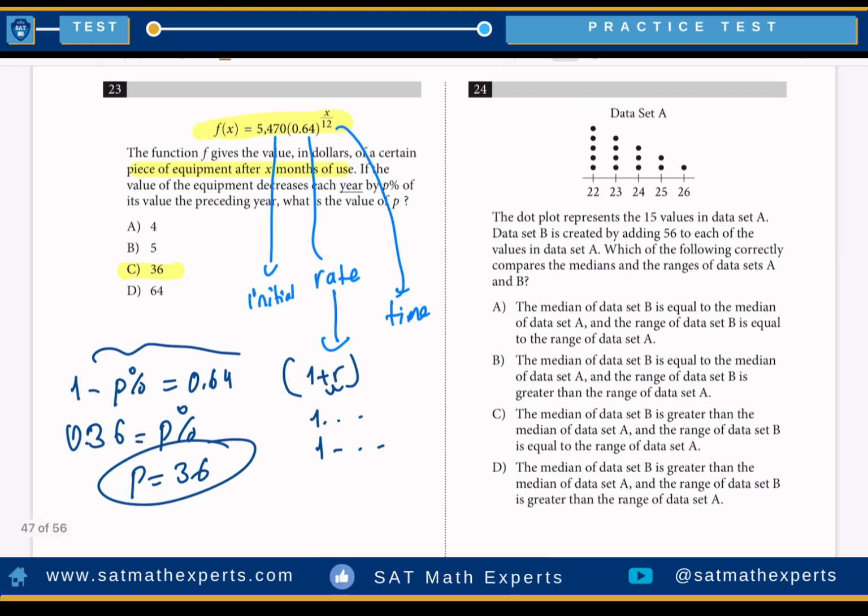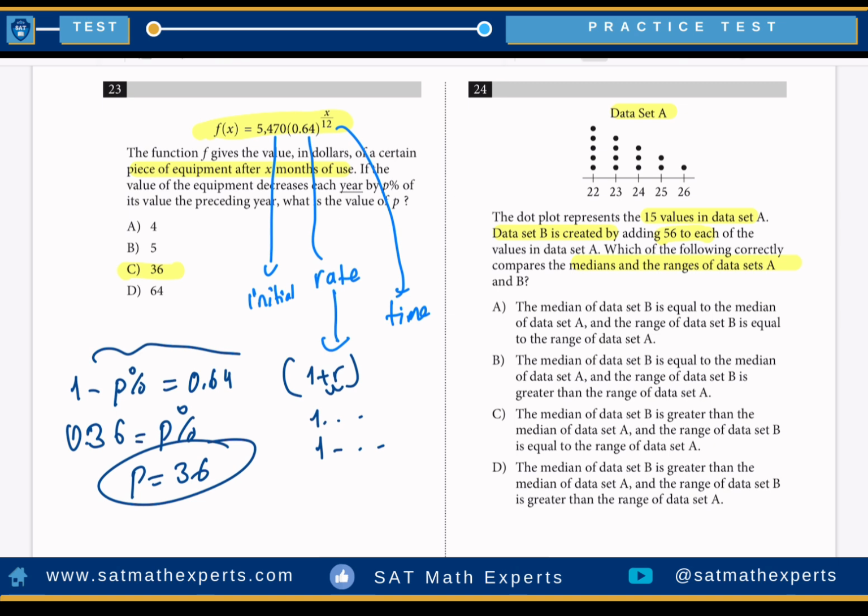So number 24, we have given here some points, data set A. So there are 15 values here. The values are 22, 23, 24, 25, and 26. So we are adding 56 to each value of the data set. Adding 56 to each value, it will be the data set B. We are creating this one. So what will be the following medians and range change comparing A and B?